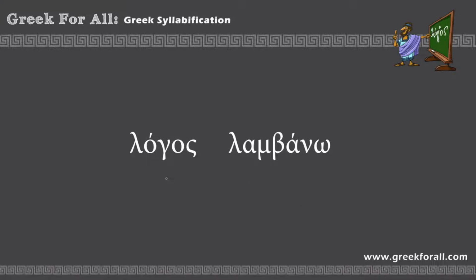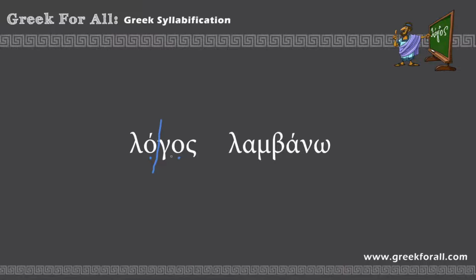Here we have our first 2 examples. Please pause this video and try to break the syllables by yourself. Now let's do it together. The first word is logos. We see 2 vowels here, so it means that this word will have only 2 syllables. Now let's break them down. Logos, we see the vowel here, so we split the syllable right after it. We cannot split another syllable here, otherwise our final sigma will stand on its own and will not have a vowel. So this is why we have only 2 syllables.